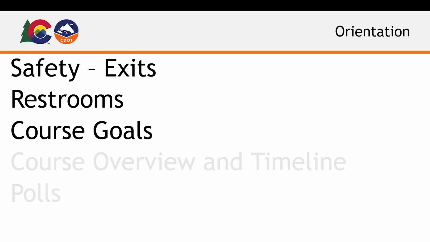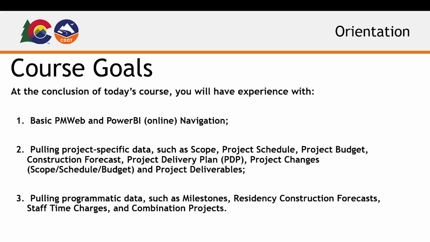So let's quickly go over our course goals. As you can see there on the screen, at the conclusion of today's course, you will have experience with, number one, basic PMWeb and Power BI navigation. Number two, pulling project-specific data such as scope, project schedule, project budget, construction forecast, project delivery plan or PDP, project change records involving scope, schedule, and budget, and project deliverables. And number three, pulling programmatic data such as milestones, residency construction forecasts, staff time charges, and combination projects.